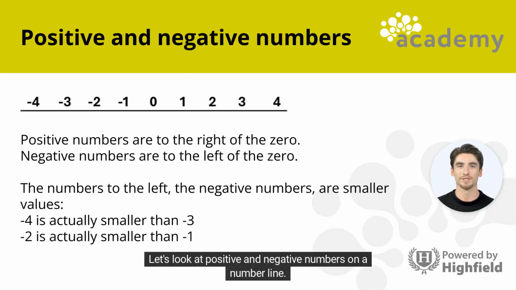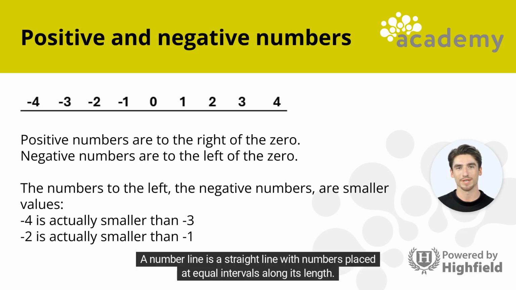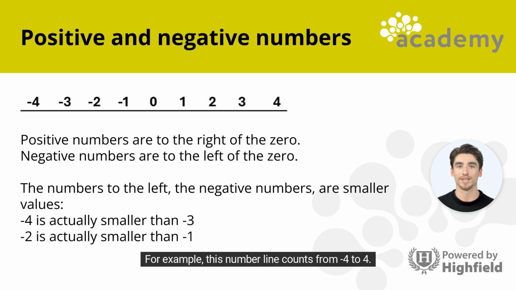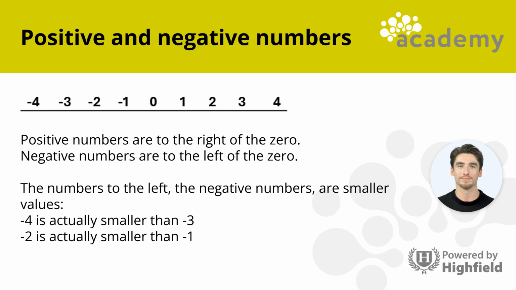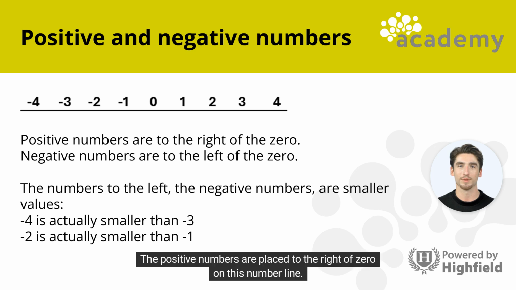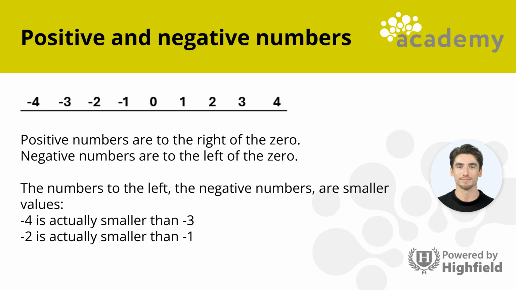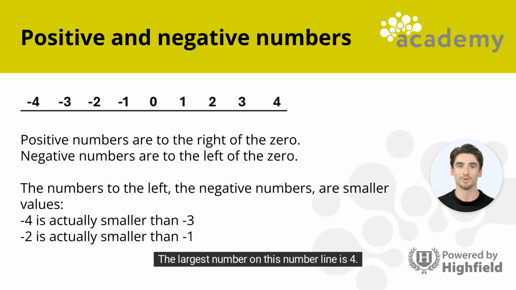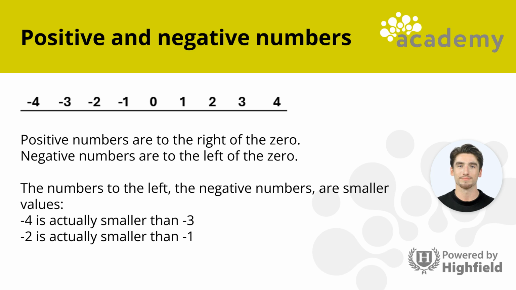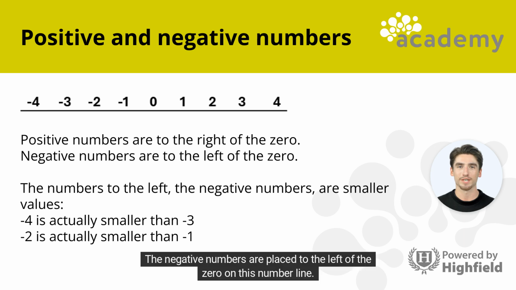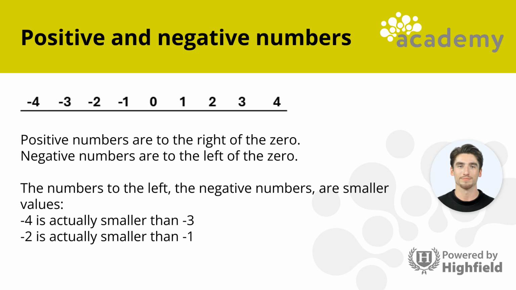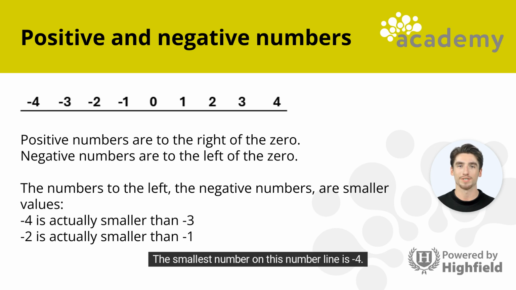Let's look at positive and negative numbers on a number line. A number line is a straight line with numbers placed at equal intervals along its length. For example, this number line counts from -4 to 4. The positive numbers are placed to the right of 0 on this number line. The largest number on this number line is 4. The negative numbers are placed to the left of the 0 on this number line. The smallest number on this number line is -4.